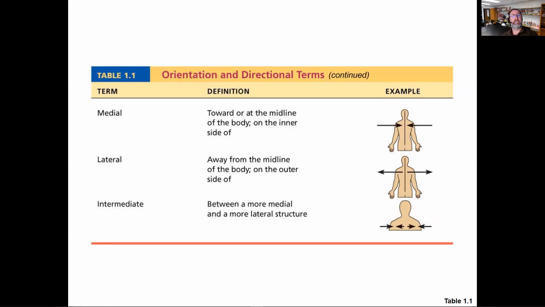Something is medial to something else. Something is lateral to something else. Something is superior to something else. So my nose is superior to my chin. My nose is medial to my eye. My eye is lateral to my nose. With these directional terms, you'll always have two different things that we're comparing.